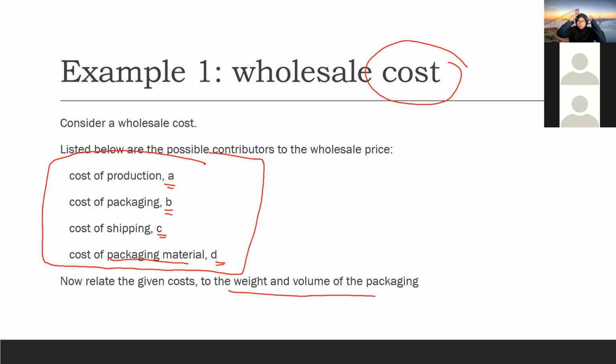Ada banyak faktor lagi, tapi kita shortlist je dulu. Okay. So A, B, C, D. So we have four possible contributors. It's not all, but possible.